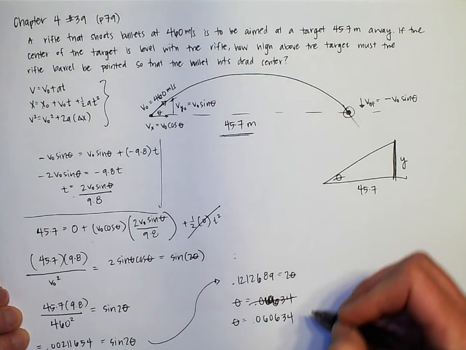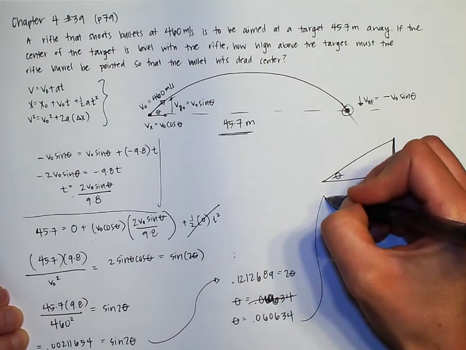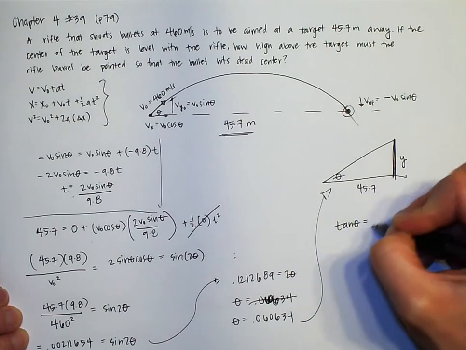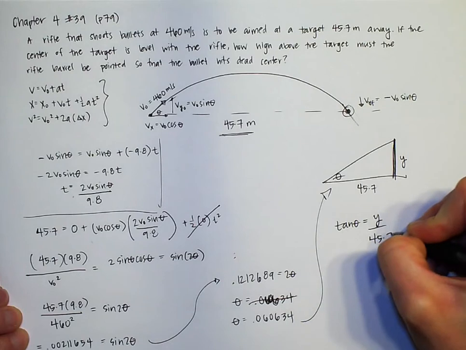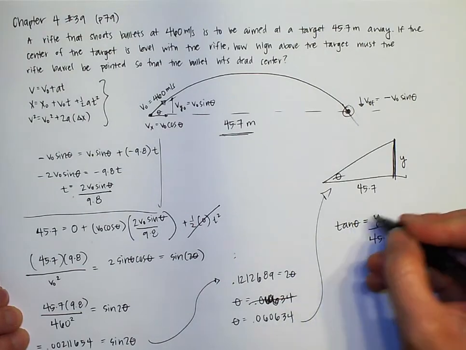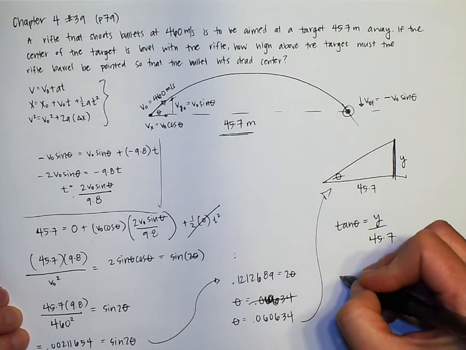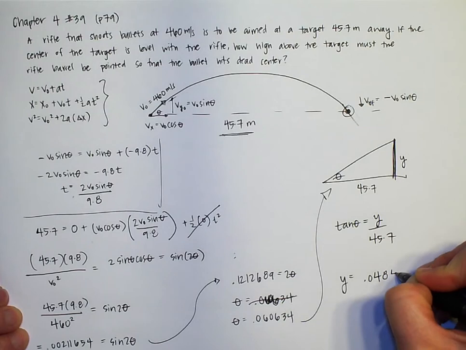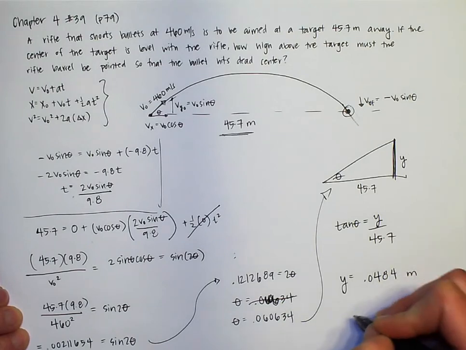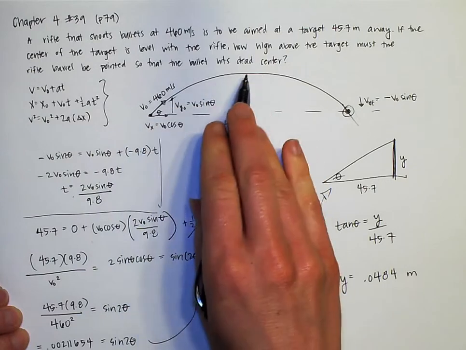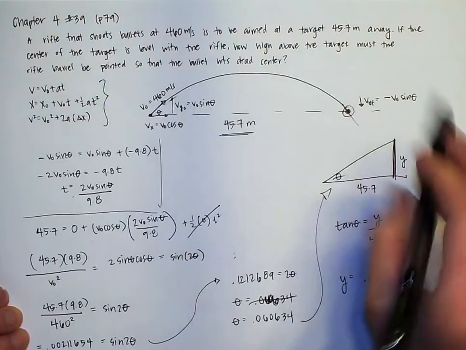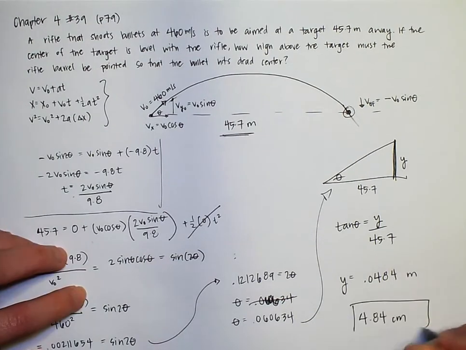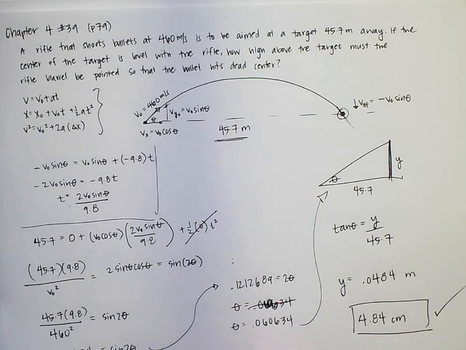And so we're almost there, because now I know that that is this angle right there. And so tangent of that theta equals y over 45.7. And we know that theta, so we'll use my calculator to solve for the y. And the y equals 0.0484. And of course, that'll be meters. And so to answer the question, how high above the target must the rifle barrel be pointed? It must be pointed 4.84 centimeters above the target. And we're done.